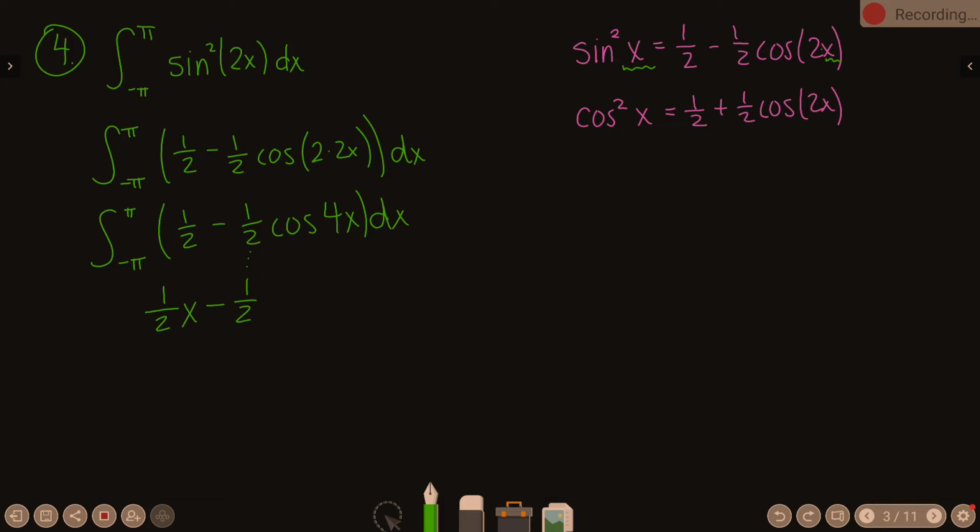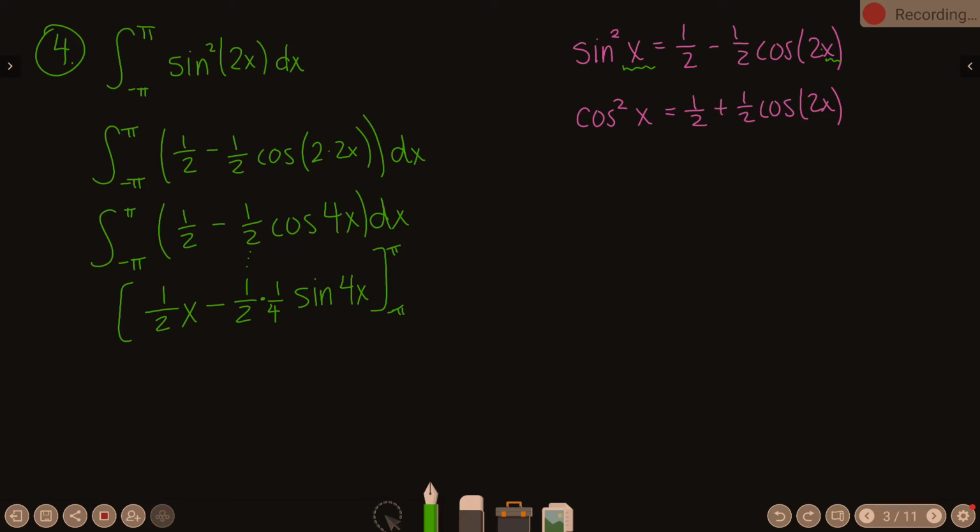Integral of cosine is sine, so the integral of cosine 4x is sine of 4x. But 1/4, right? If you're doing the derivative of sine of 4x, you'd have to say times the derivative of 4x, which is 4. How do I compensate for that 4? We say 1/4. And then this is all evaluated from negative pi to pi.